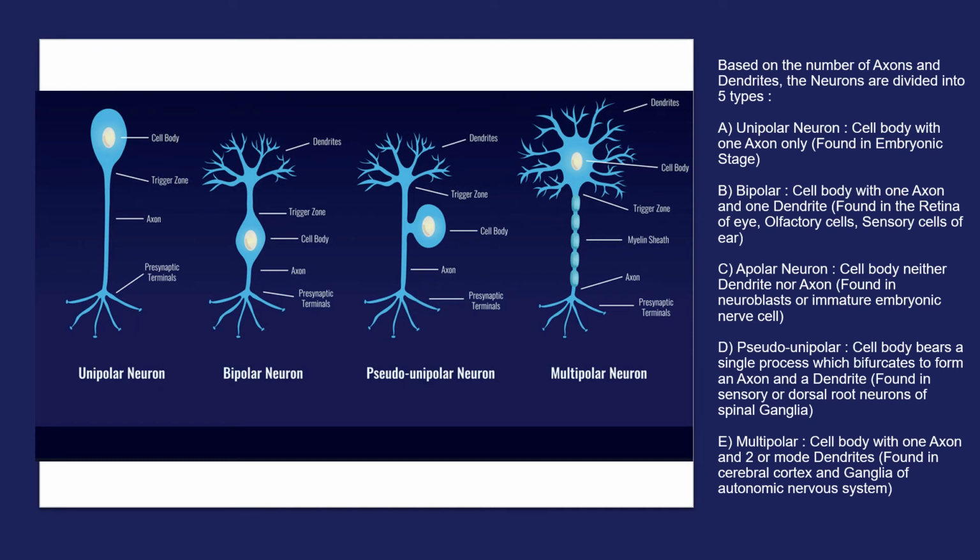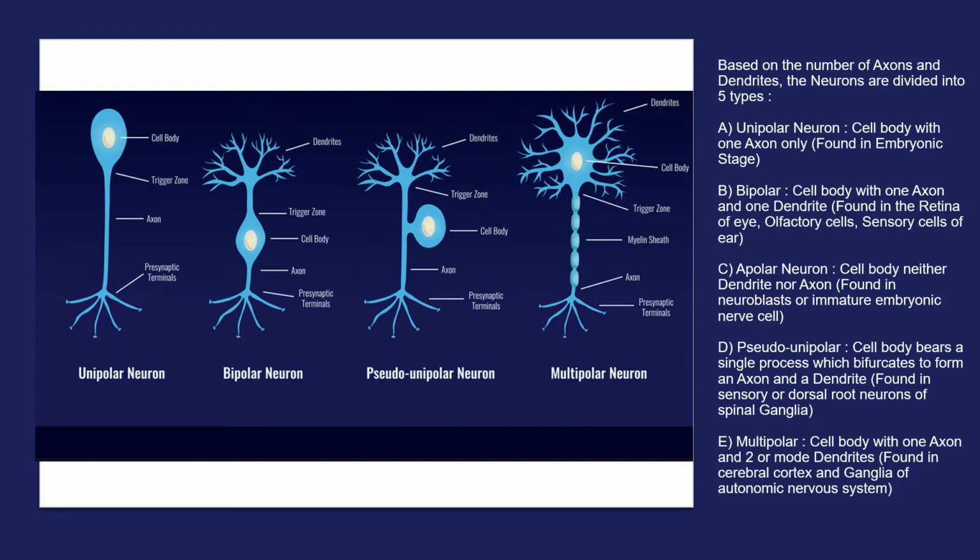Now we discuss, based on the number of axons and dendrites, the neurons are divided into five types. One is unipolar neuron, cell body with one axon only. Mainly this kind of unipolar neuron is found in the embryonic stage. Second one is bipolar, cell body with one axon and one dendrite, mainly found in the retina of eye, olfactory cells, sensory cells of ear.